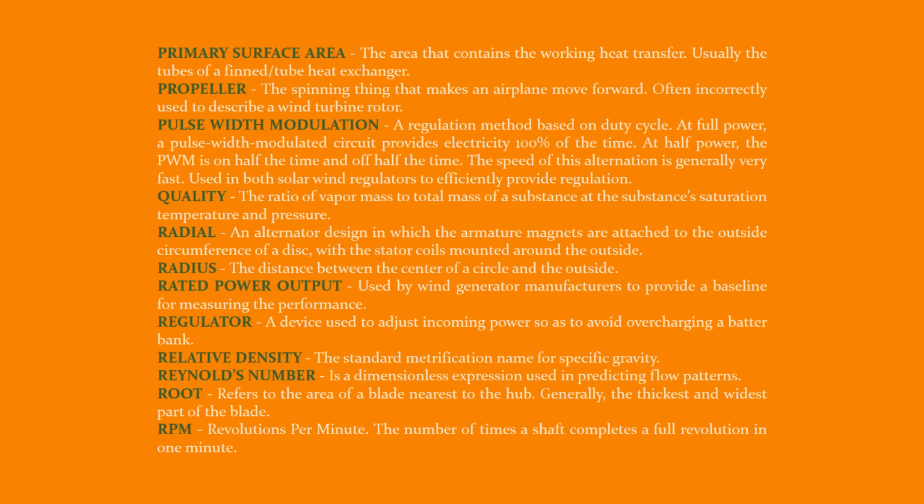Regulator. A device used to adjust incoming power so as to avoid overcharging a battery bank. Relative density. The standard metrication name for specific gravity. Reynolds number is a dimensionless expression used in predicting flow patterns. Root refers to the area of a blade nearest to the hub. Generally, the thickest and widest part of the blade. RPM, revolutions per minute, the number of times a shaft completes a full revolution in 1 minute.